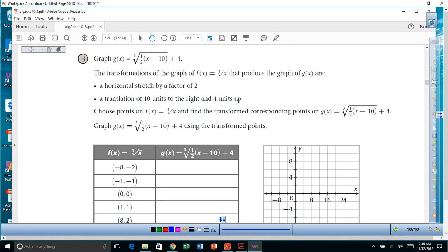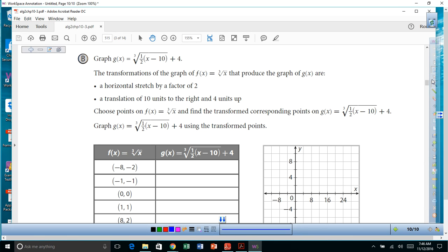Graph g of x equals the cube root of 1/2 times x minus 10, plus 4, as a transformation of the graph of f of x.